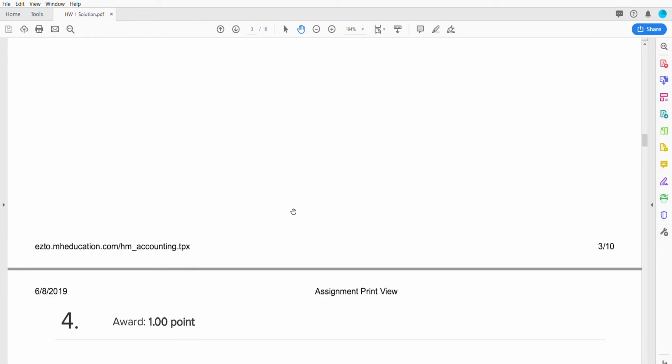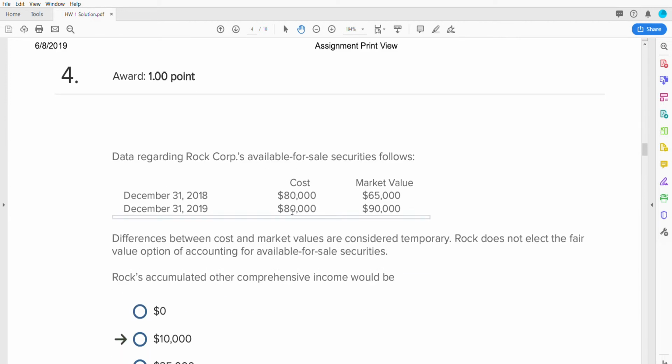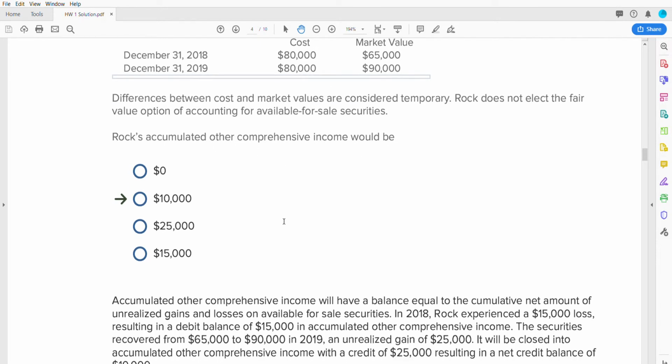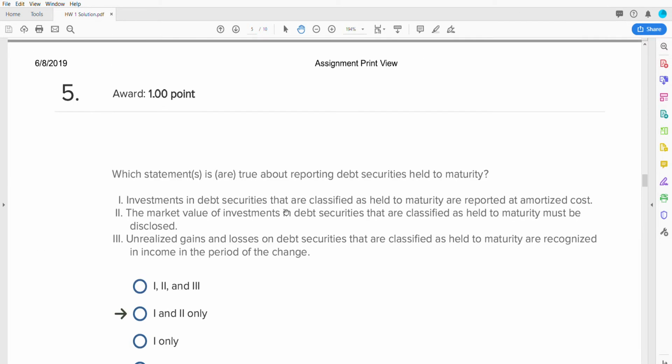And then the next question asks, what would it be in OCI if it doesn't elect the fair value option? What would be the balance of OCI? So the first year, it would go down by 15. The next year, it would go up by 25. So the total amount of the OCI would be 10,000. So that's how we get there. That's assuming nothing else hit that account in the situation.